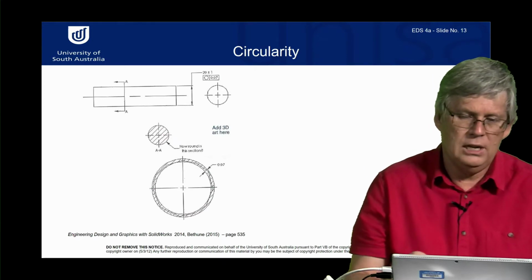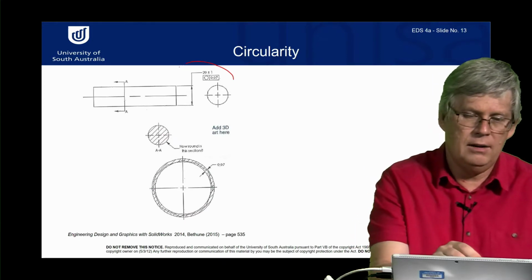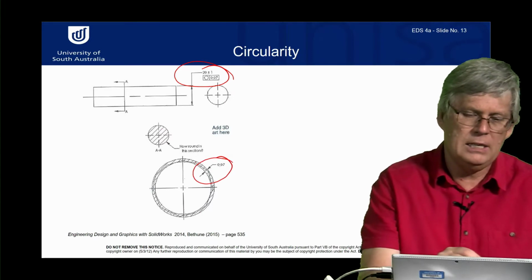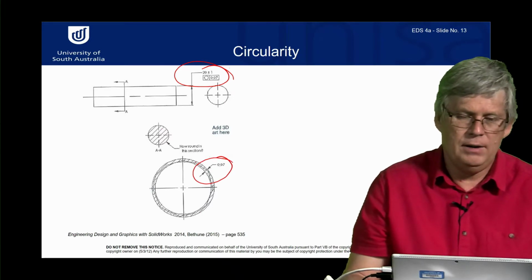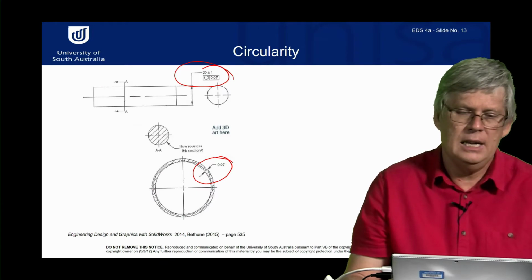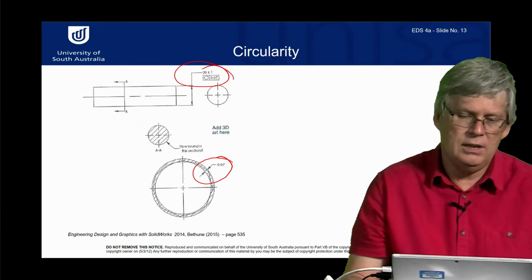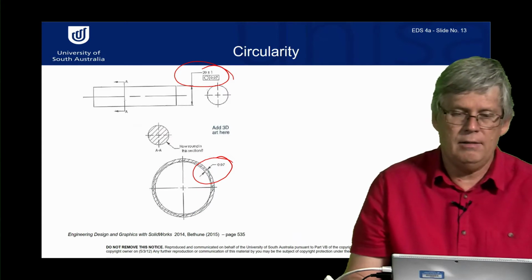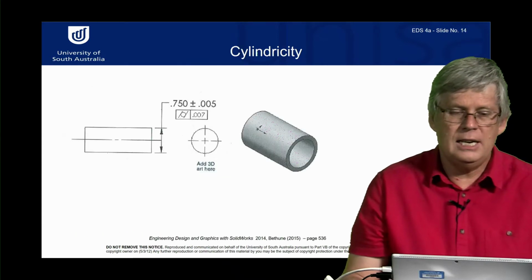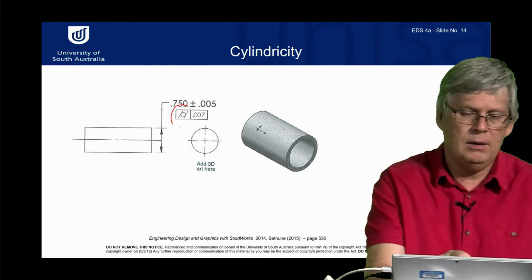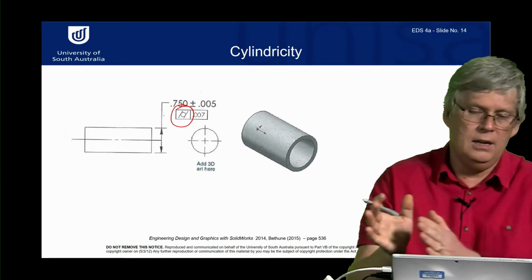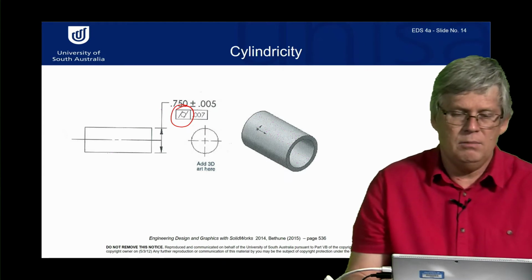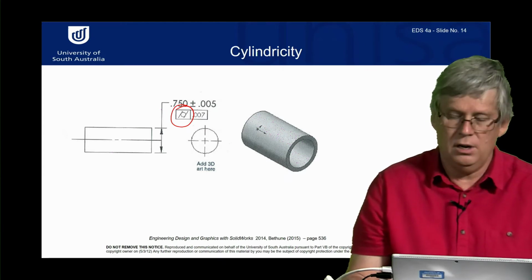Circularity, as I mentioned, you can see here's a circularity tolerance, and it says that all of the surface must lie within a variation of 0.07 of a millimeter of there. So that's circularity. Cylindricity is another one, which is saying not only is it circular, but it must be circular along a certain plane there. So we can have a cylindricity tolerance.